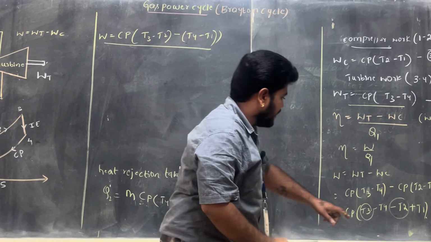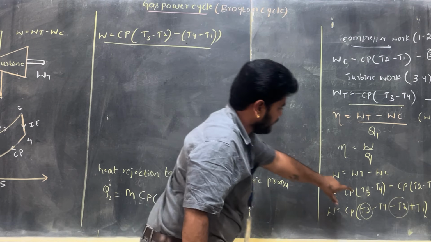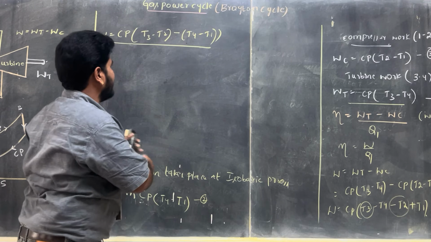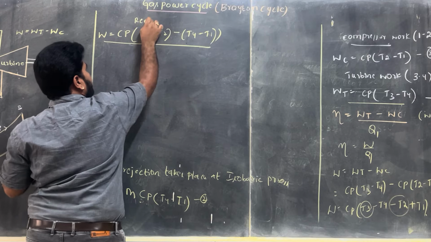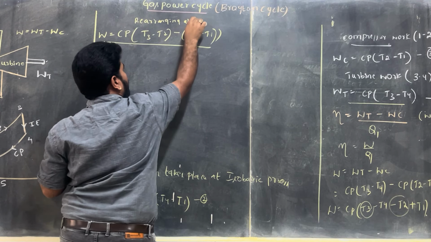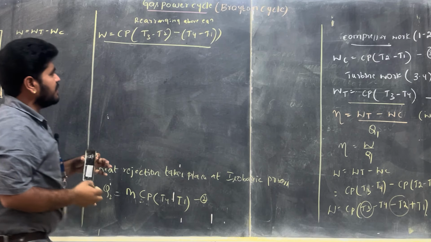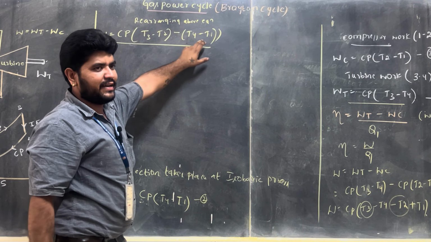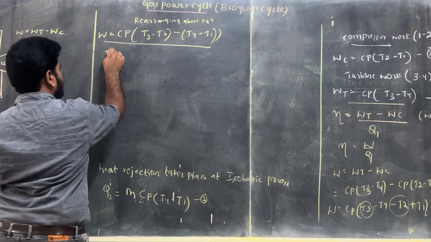How is that? Because here if I take minus common, minus into plus is minus T4, minus into minus is plus T1. So rearranging the above equation, W is equal to Cp into T3 minus T2 minus T4 minus T1.